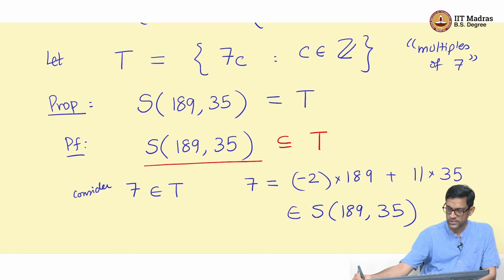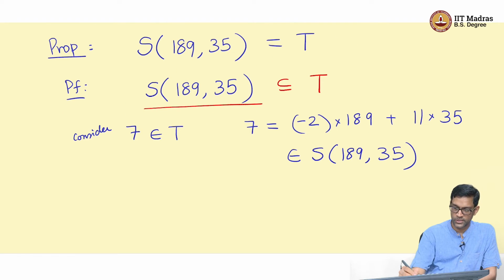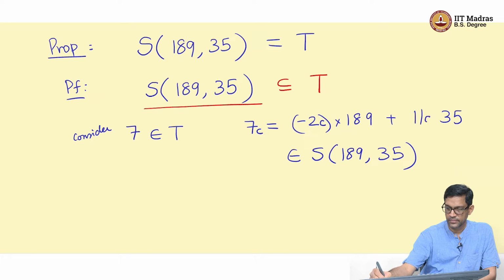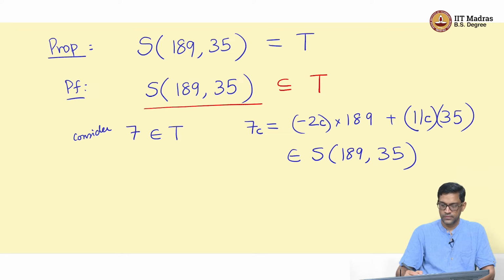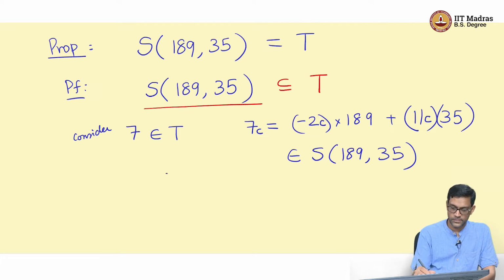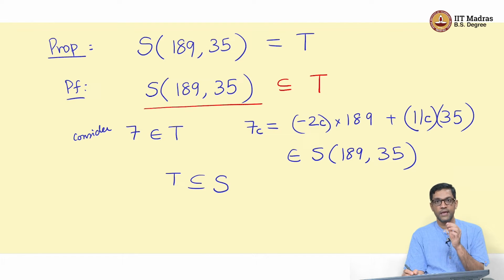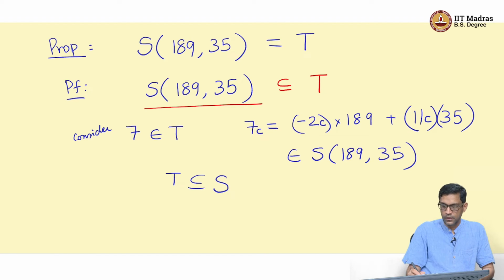Now, if 7 belongs, then any multiple of 7 automatically belongs, because if I just take 7 times C, then I just put minus 2C times 189 and 11C times 35. So, of course, that is still an element in the set S. Therefore, I have proved that every element of T is also an element of S, so T is a subset of S. So, this was in a sense the point of the Euclidean algorithm, that you can write the GCD as an integer linear combination of the two numbers.